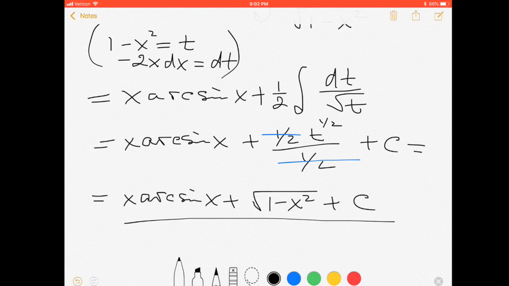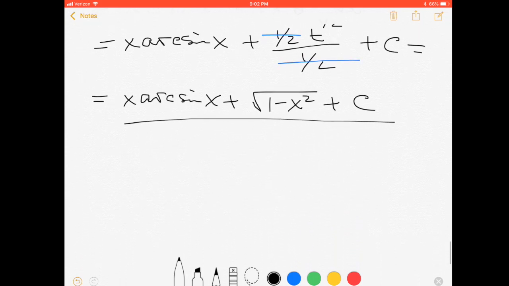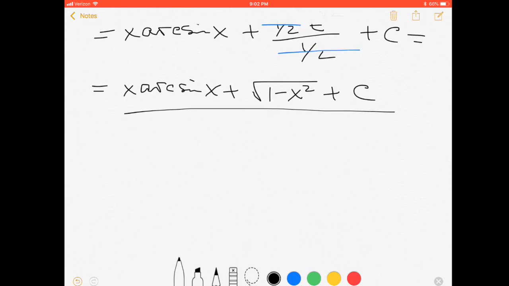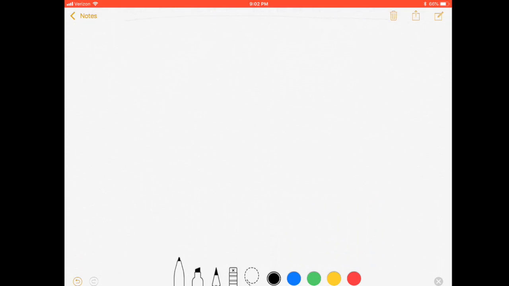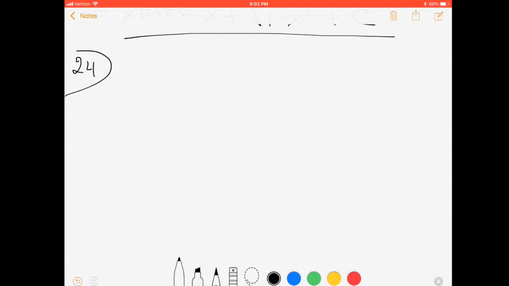Okay, we did a couple of examples. I want to show you more examples so that you can more easily do your homework. For example, number 24 in your book.